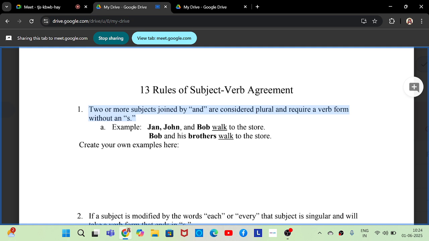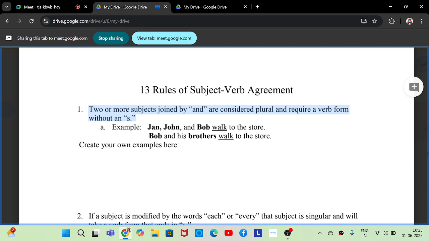What part of speech is and? Conjunction. Yes, it is a conjunction. And is a conjunction. It is one of the 8 parts of speech. Very good. So, two or more subjects joined by and are considered plural. If two or more subjects are joined together using the word and, it will no more be a singular subject. It becomes a plural subject. So hence the verb should be plural.